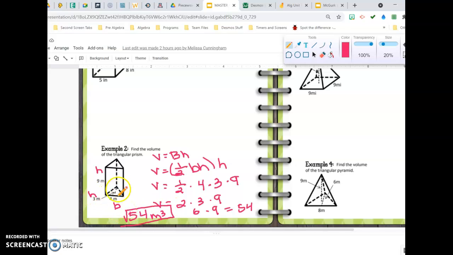So again, I just found the area of the base, 1/2 times the base times the height, and then I multiplied it times the height. So if you notice, you're going to take 1/2 times all three numbers.